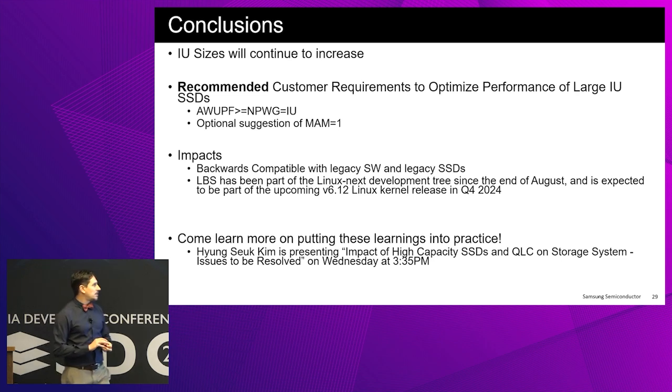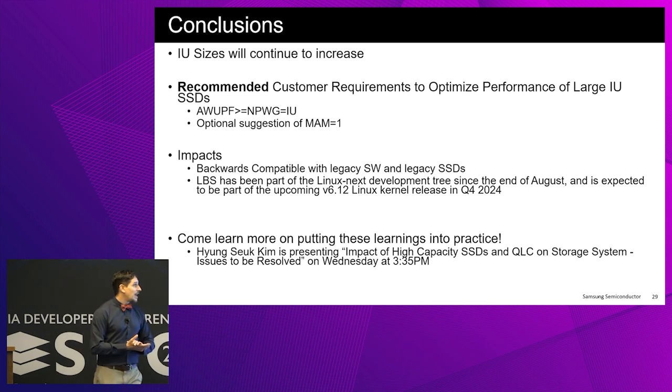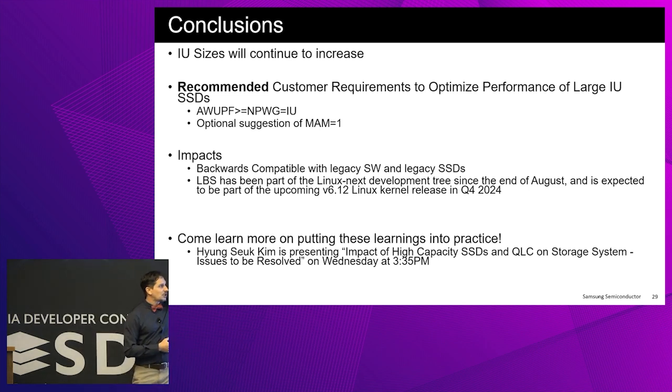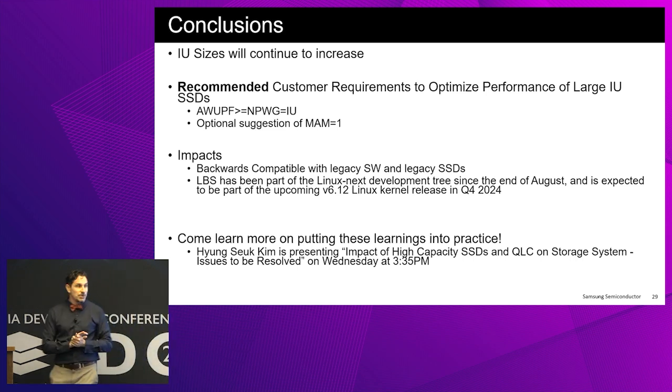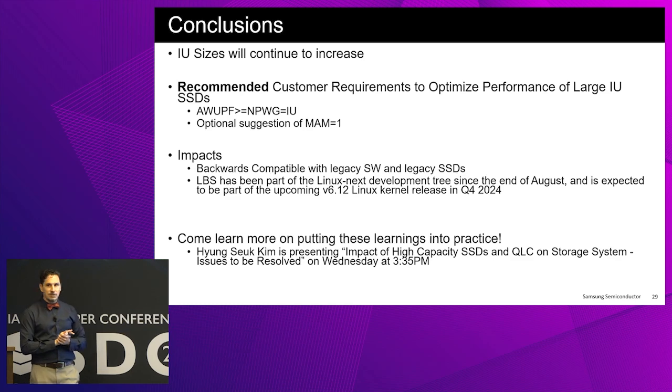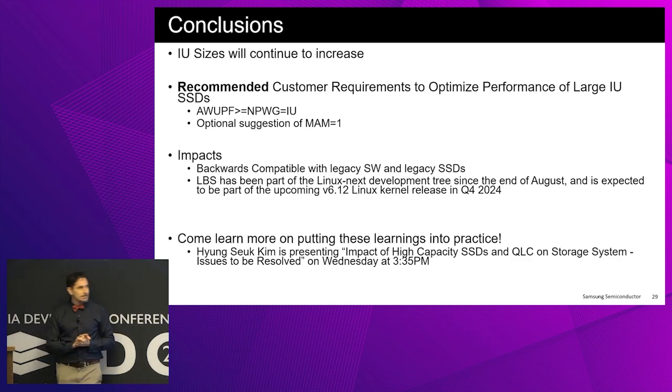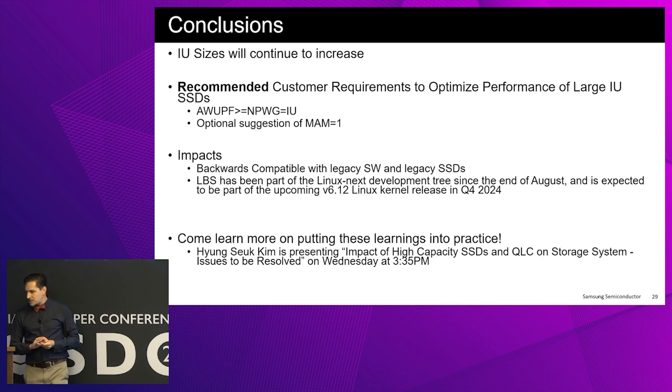But overall, I hopefully have explained why IU sizes are going to continue to increase. They're definitely going to continue to get larger for the immediate future. Recommending that we begin to have new customer requirements aligned on AWUPF greater than or equal to NPWG, and reporting IU size in NPWG. And I think that it's really nice that all of these are backwards compatible, and that LBS is already part of Linux Next. We expect it to be part of the next kernel release.